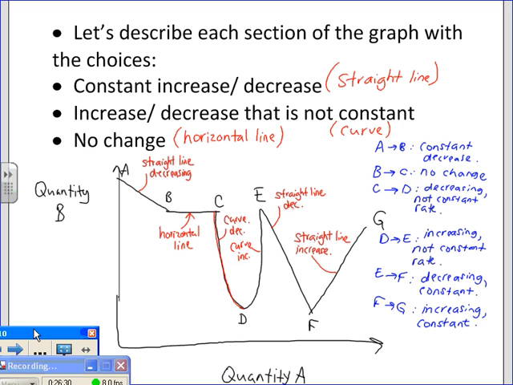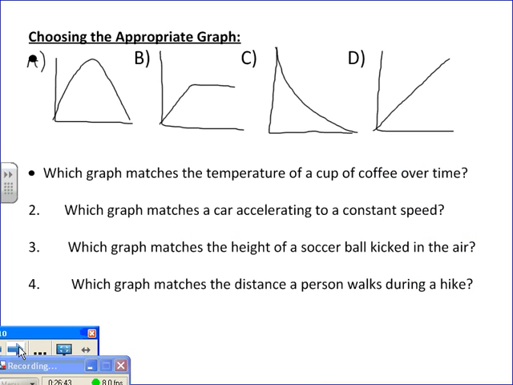You're going to be asked to do some questions like this in your worksheet, and so you can always come back to this example to help you out a little bit. Let's look at some real examples then, matching situations to graphs. On your next page, you have to choose an appropriate graph for some different situations. We have to use a little bit of common sense here. So let's look at the first one. Number 1 here says, which graph matches the temperature of a cup of coffee over time?